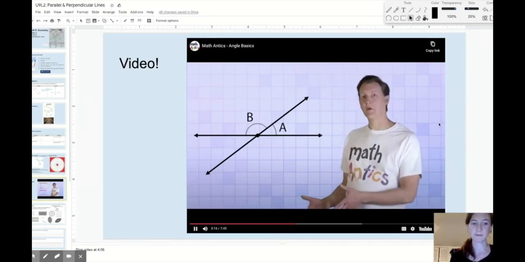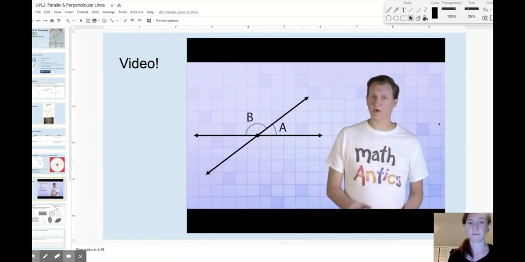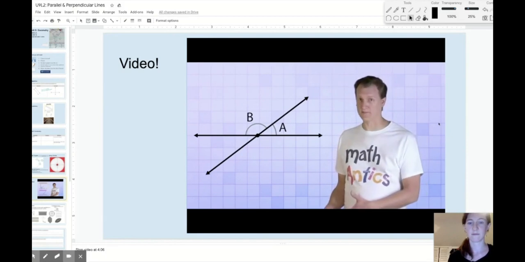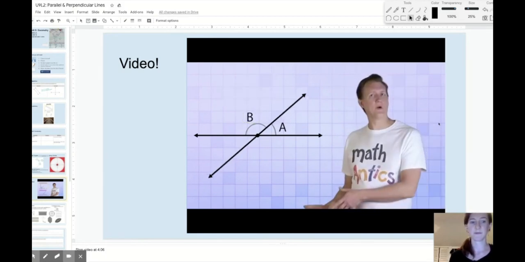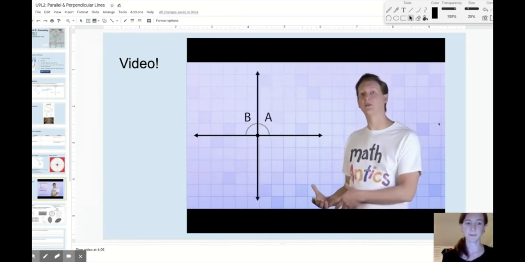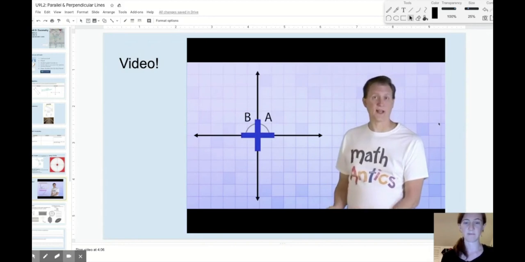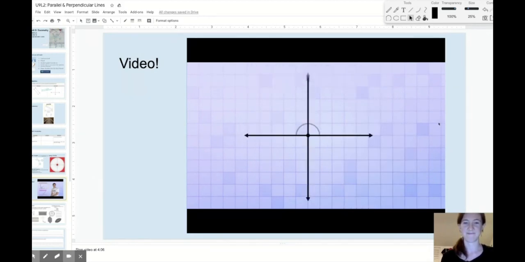Alright then, so now we have a diagram that shows angle A and angle B. And you might notice that those angles aren't the same size. B seems to be bigger than A. But what if we rotate one of our lines until the angles do look like they're the same size? Now our angles look kind of like a plus sign. Lines arranged like this are called perpendicular. Perpendicular lines are lines that form square corners when they intersect.